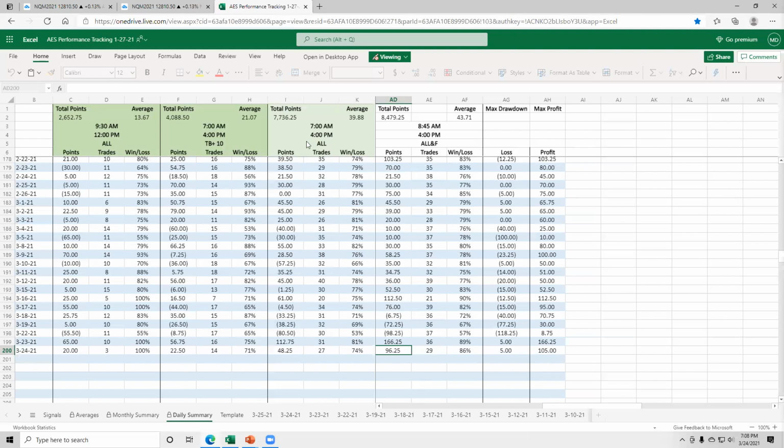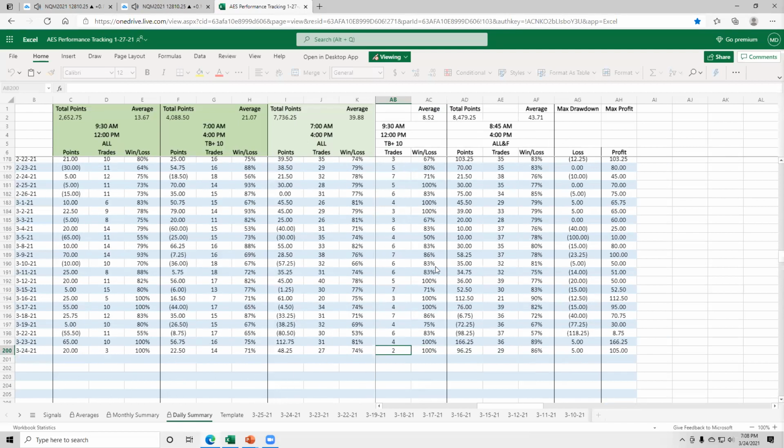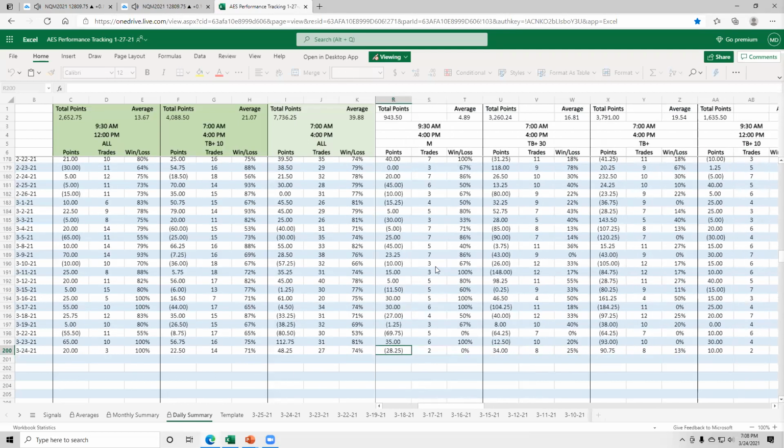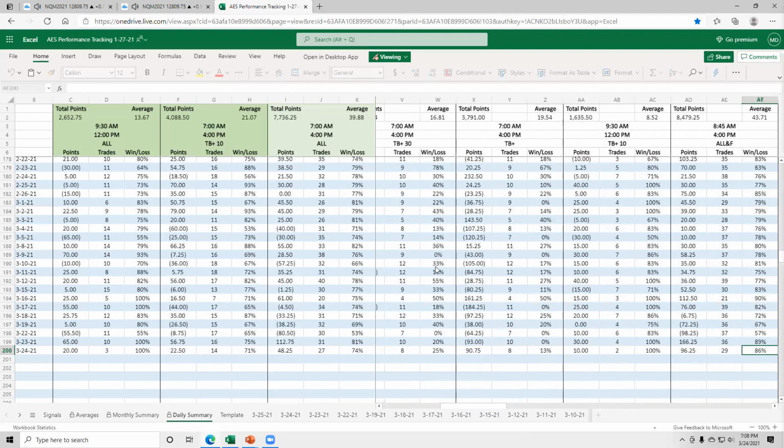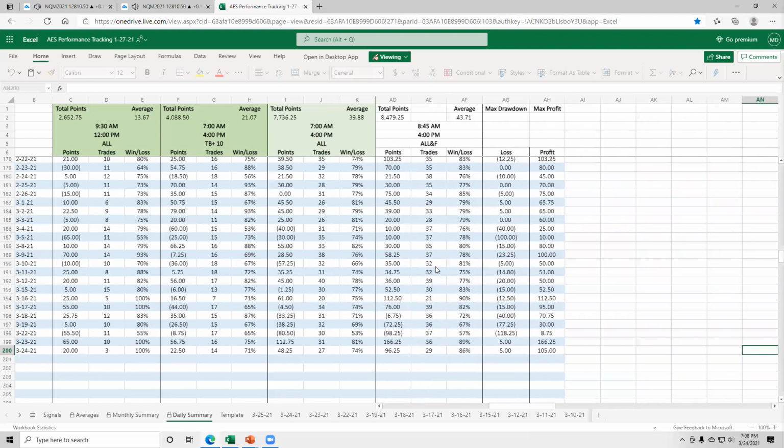Now we have some other categories in here. I can scroll over and you can see we have a variety of categories that we can measure, because we record every single trade. But the 3 categories that we record into our personal trading plan, as a way to show you the effectiveness of the personal trading plan in building a financial forecast, are the 9:30 to noon, all signals; 7 to 4, trend bias and trend continuation; and then a category that we just started in January of this year. These other 2 categories started in July of 2020.